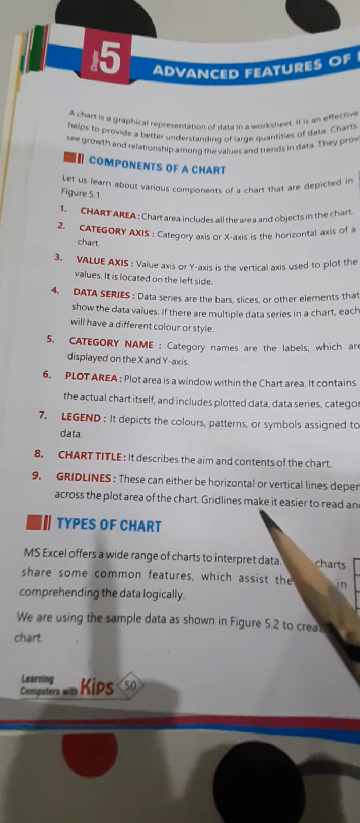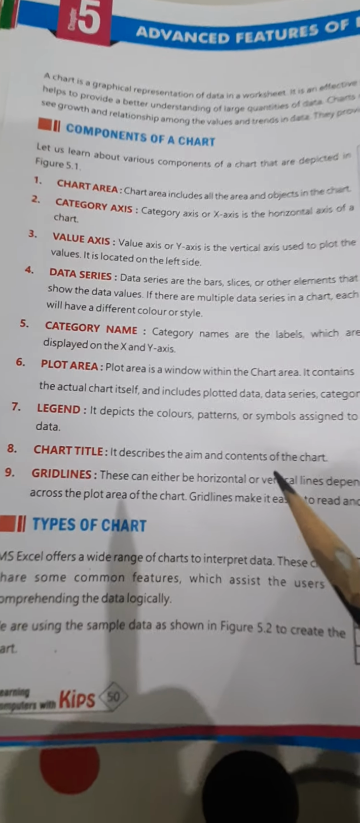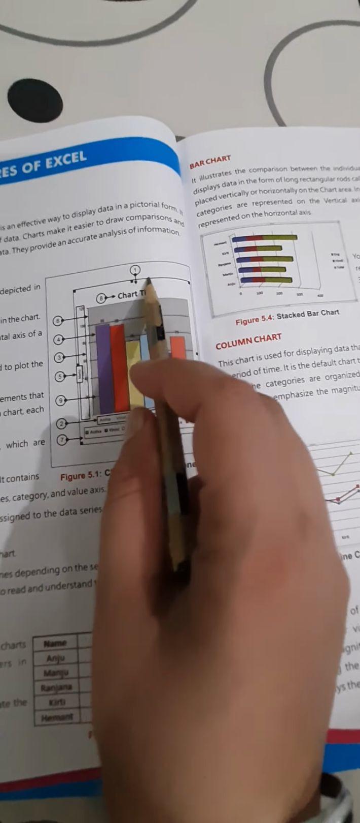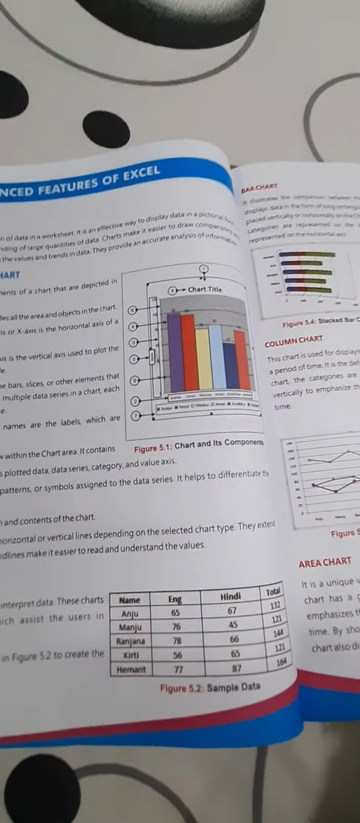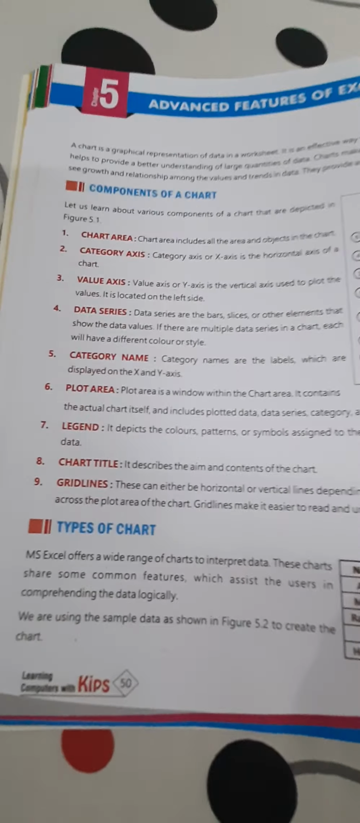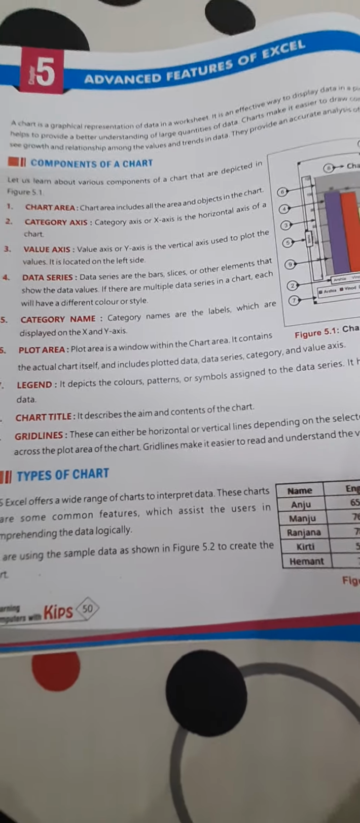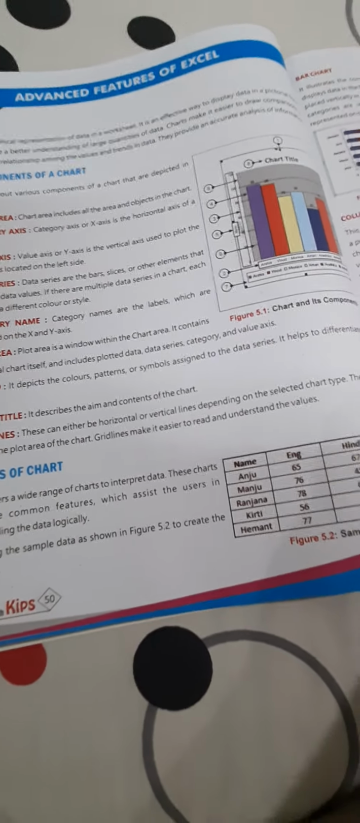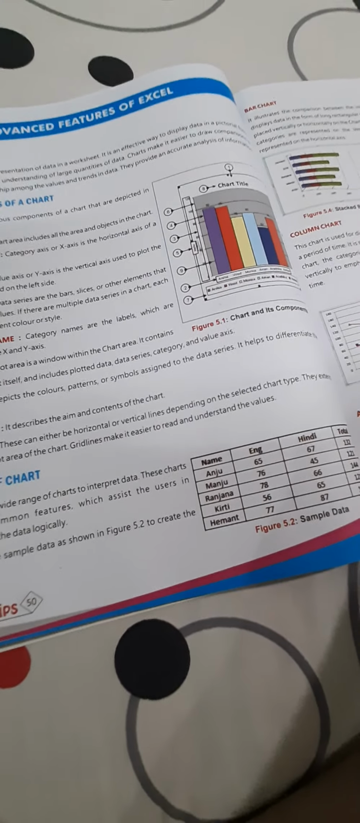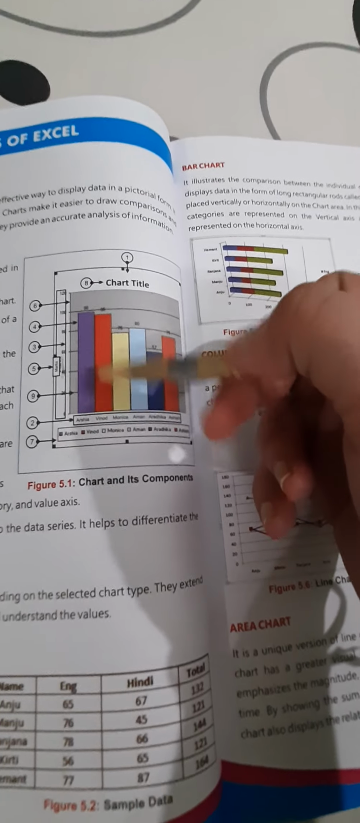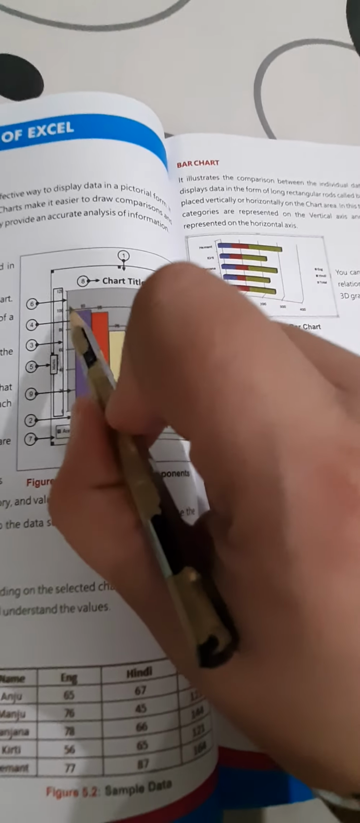Chart title. Now what does the chart title mean? It is the aim and contents of the chart. Whatever chart title you want to write, for example the record of a student. This is my chart title on which my chart is based. Okay. So next is grid lines. These can be either horizontal or vertical depending on the selected chart type. So my grid lines can be vertical or horizontal.